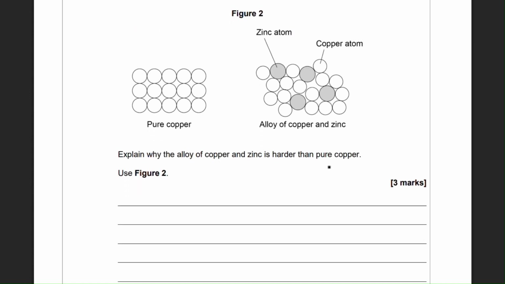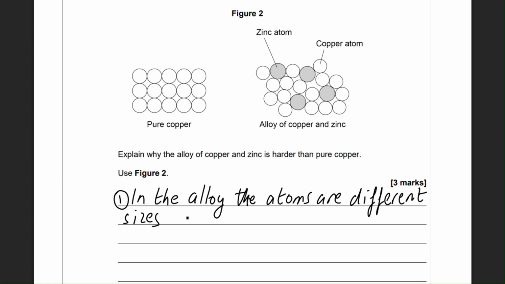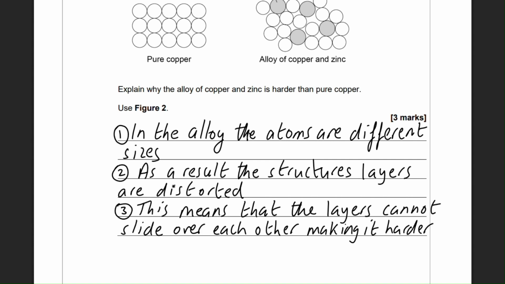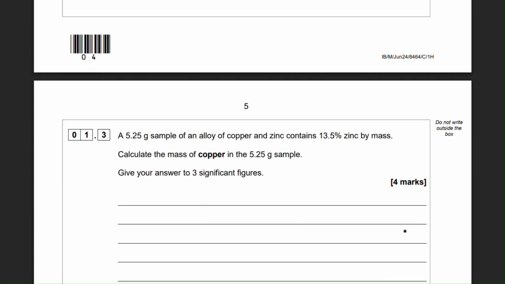So this is worth 3 marks. For the first mark, I would actually say what I see. So describe that diagram. I've written there, in the alloy, the atoms are different sizes. And then you have to talk about a consequence of that feature. So I've written there, as a result, the structure's layers are distorted. And then finally, you have to relate that back to the question: why does it make it harder? There you go. This means that the layers cannot slide over each other, making it harder. Moving on to the next question, which is 1.3.